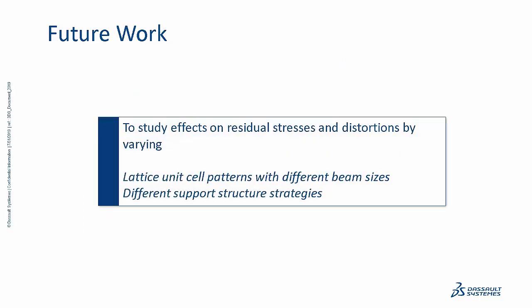Ideally, taking this workflow forward, I want to test it with different lattice unit cell patterns and also with different beam sizes and different support structure strategies. I also want to check different scan path parameters to see how they affect it. One of the most important things is to also introduce some cooling channels to the geometry itself, and to take this into an end-to-end process where I can remove it off the build plate, perform some heat treatment, and do some in-service analysis on the new structure as well. That's the future work of this particular project.